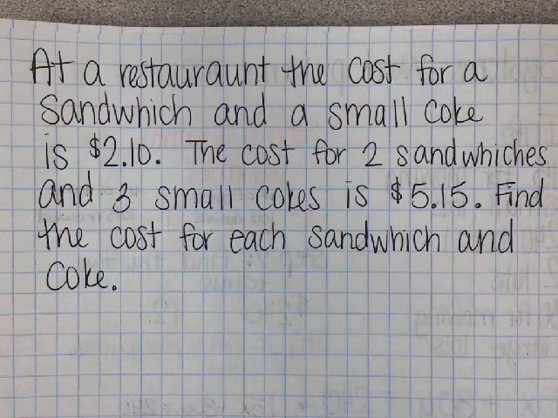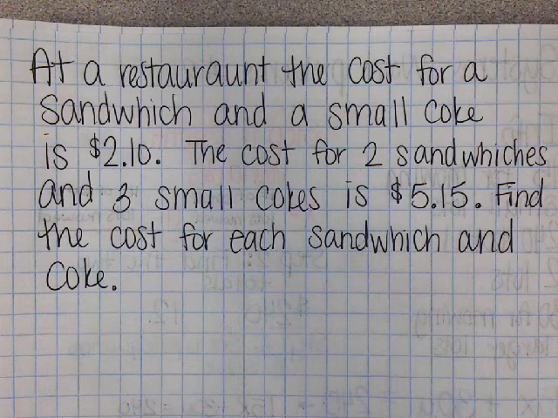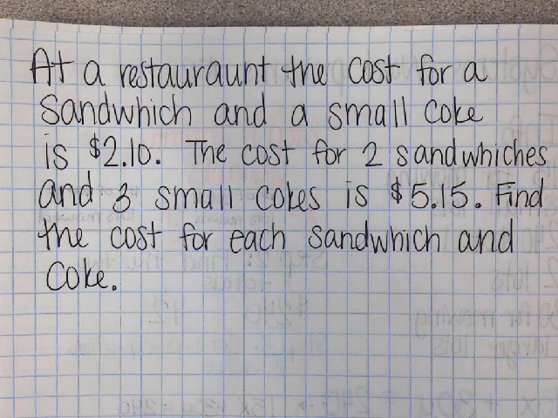Okay, I'm going to go ahead and write out the next problem just so that you're not sitting there watching me write it out. Again, you can always pause. So, at a restaurant, the cost for a sandwich and a small Coke is $2.10. The cost for 2 sandwiches and 3 small Cokes is $5.15. Find the cost for each sandwich and Coke.